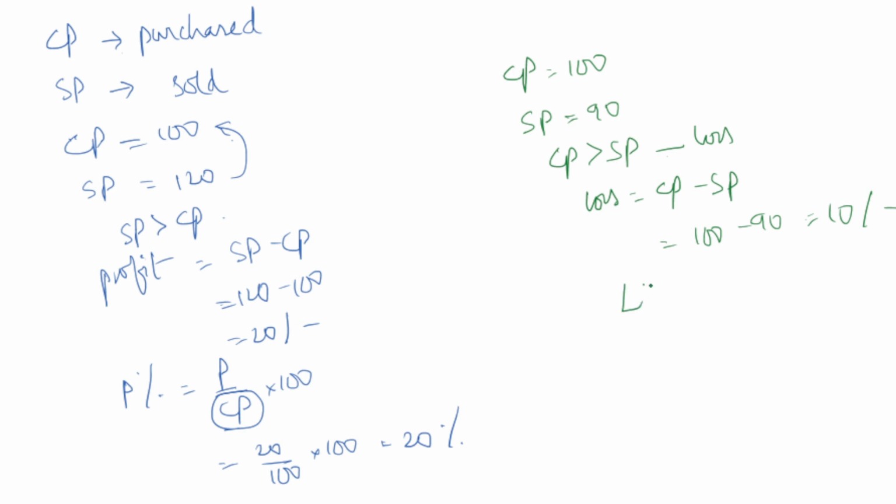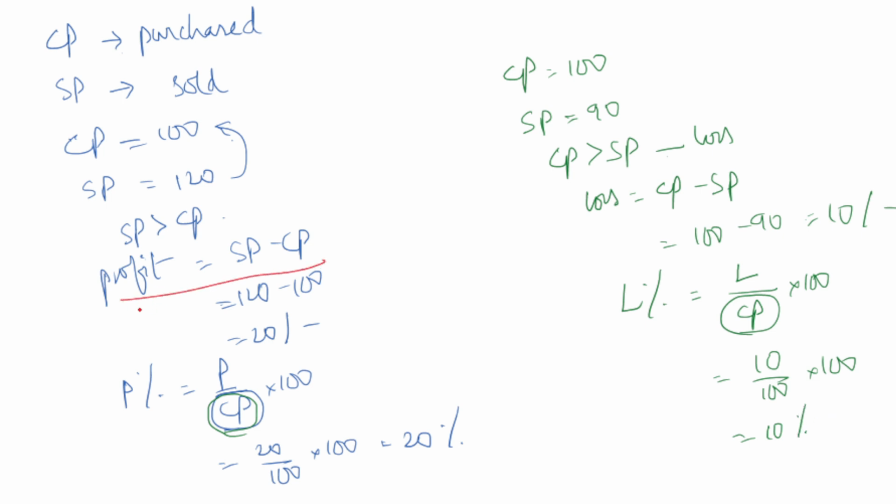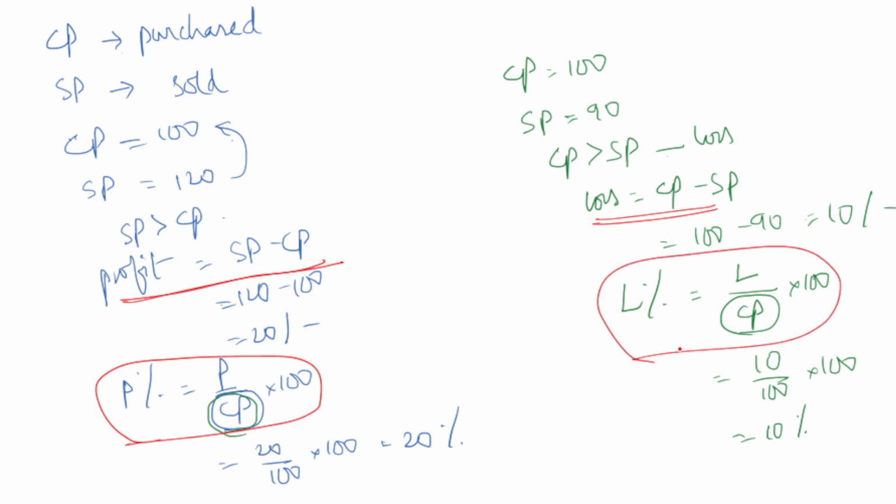And how do you calculate loss percentage? You have to divide loss by cost price into 100. See, loss percentage and profit percentage are always calculated on cost price. So this is equal to 10 divided by 100 into 100. This is 10%. See, these are the formulas. Profit is equal to selling price minus cost price, and loss is equal to cost price minus selling price, and profit percentage and loss percentage. You just need to remember these formulas.